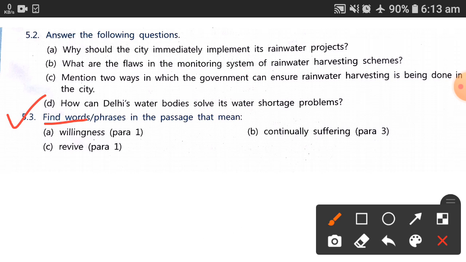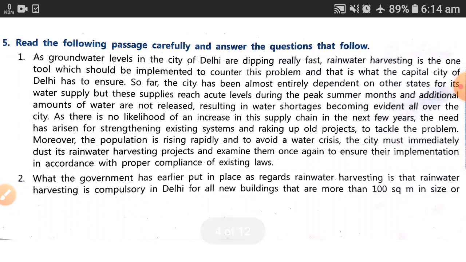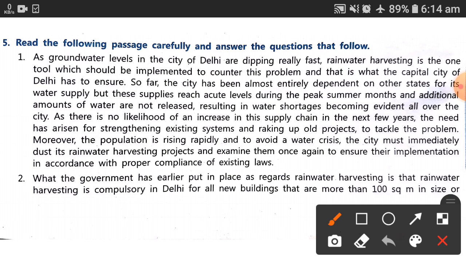5.3. Find words and phrases in the passage that have the same meaning as given below. So here is the first word, willingness, from paragraph number one. You have to pick up the word which has the same meaning as willingness in the first paragraph. Let's see the first paragraph once again. So here is your first paragraph, and let's find out the word which has the same meaning as willingness.